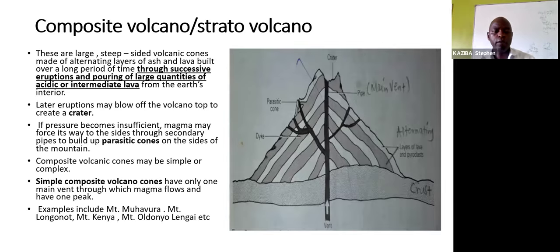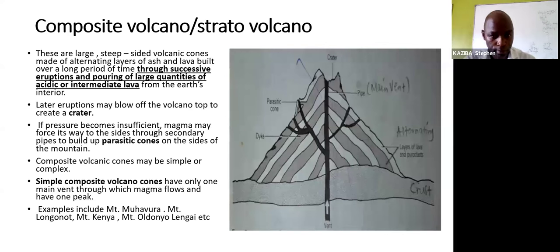So when you're emphasizing the formation, I talked about nature of eruption, which is, of course, successive eruption. Quantity of material erupted, large quantities. Nature of material, acidic and intermediate lava from the Earth's interior. So they pile over a long period of time. After piling, a composite volcano is not complete until it has a volcano on top of a mountain.